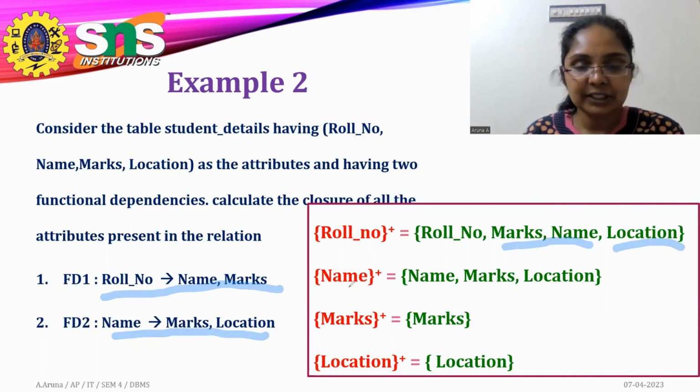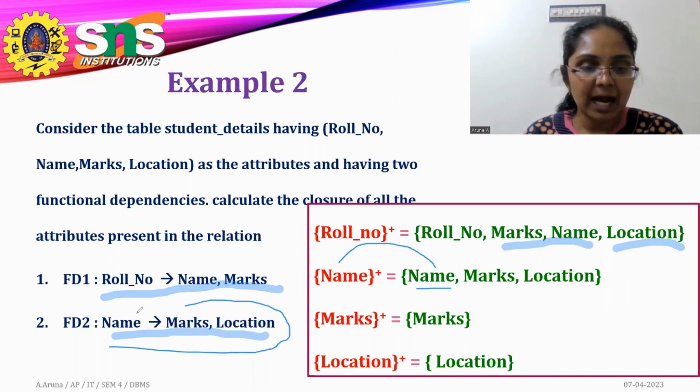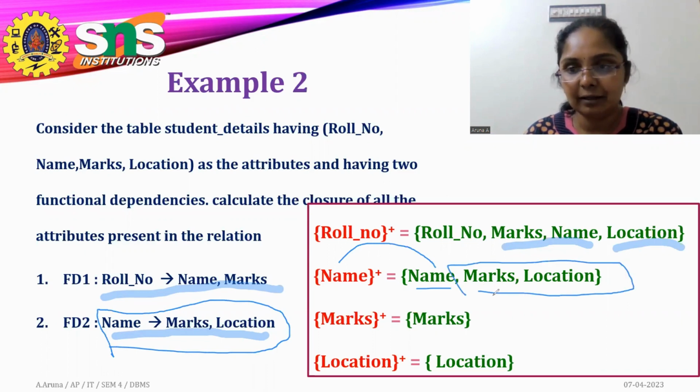For the name closure, directly through the trivial attribute we can write the name, because itself it can be derived by using a trivial dependency. By using the name, what other attributes can we derive? That is the marks and the location. So we're going to add it over here.